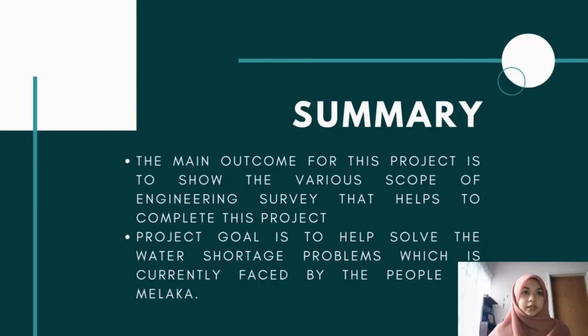So for summary, this is a proposal for engineering survey project 2 consisting of a 30 km square dam at a selected place in Melaka. The main outcome for this project is to show the various scope of engineering survey that helps to complete this project. There are several scopes of works involved in this project, which are doing mentor recruitment, understanding dam design, supervising field activities, estimating costs and labor requirements, determining work system, and etc. The project involves both hardware and software development. In the hardware part, we must collect and get the data needed by using the instruments that we have listed.